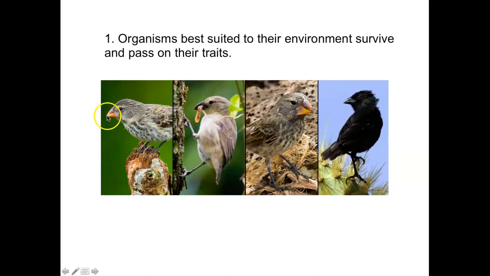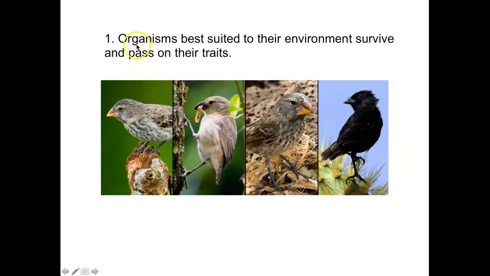You might not get enough to eat, you might not have children because you're too weak or too skinny, you might not be able to find a mate, and then you die. And when you die, your beak size dies with you because your genes did not move on to a next generation. If this bird never mated, then the genetics of that beak size is going to die with that bird. It's never going to get passed on to the next generation.